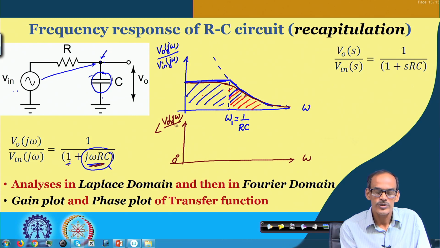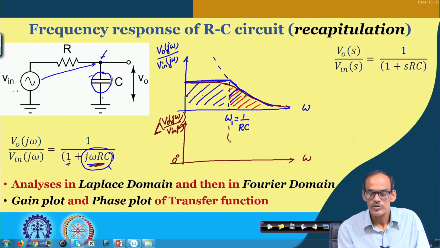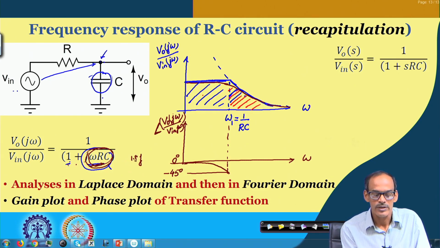So, Vo divided by Vin at j omega, if you consider its phase, then at low frequency it will be 0 degree, and as we approach this omega 1, this part becomes more and more prominent. At omega 1, its magnitude will be 1, and this part will simply be omega. So, the corresponding phase here will be minus 45 degree, because in the denominator at this point I do have 1 plus j, right.